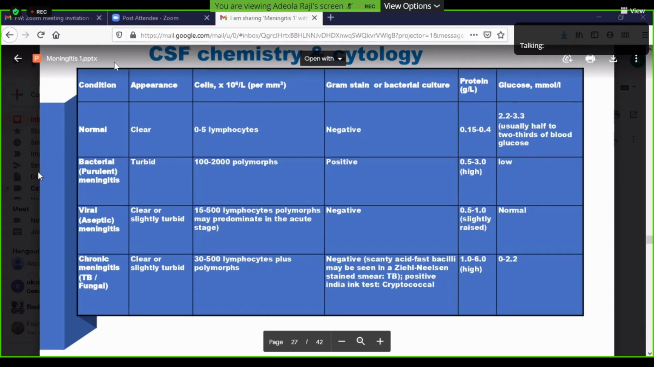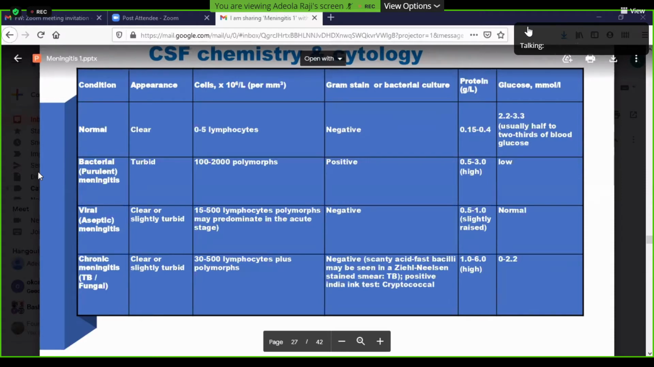Mainly polymorphs. Appearance turbid, because you now have a lot of inflammatory cells getting into the CSF. With viral agents, which we also refer to as aseptic meningitis, aseptic in the sense that when you look at the CSF, it looks normal to just slightly turbid. You don't have an overtly turbid fluid like you have with bacterial meningitis. So it's like, well, there's an infective process, but it's not septic. It's not producing pus. Okay, that's the idea.